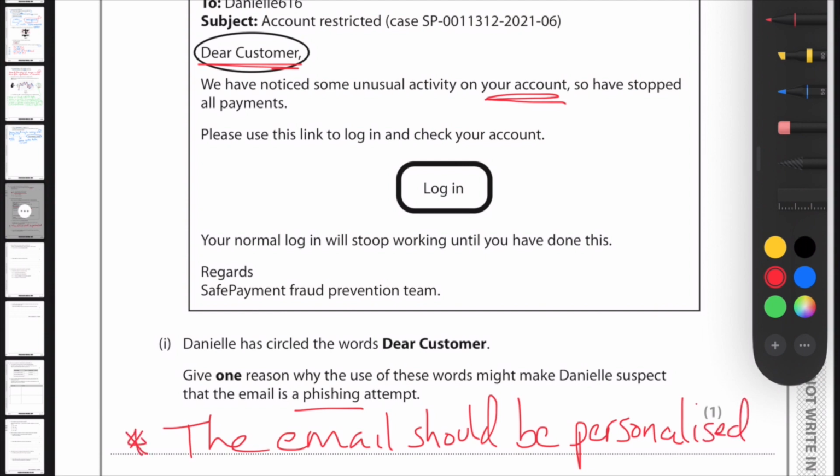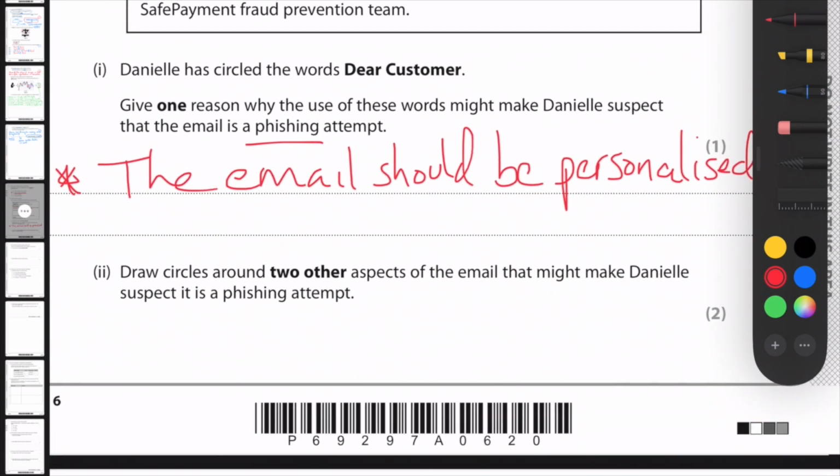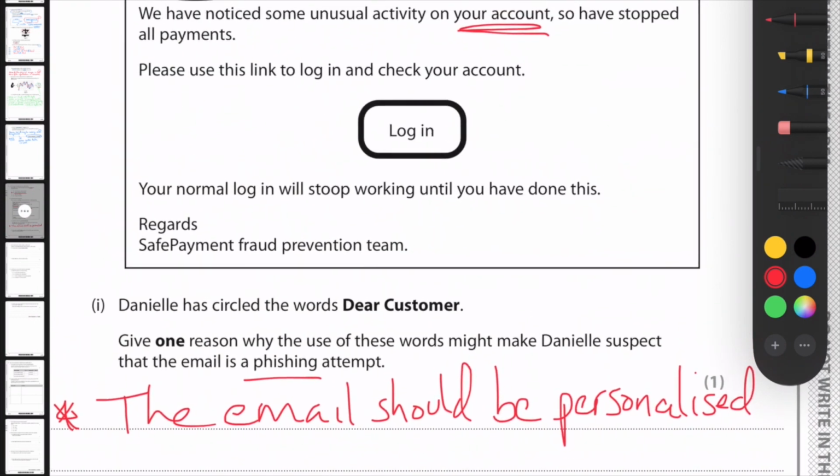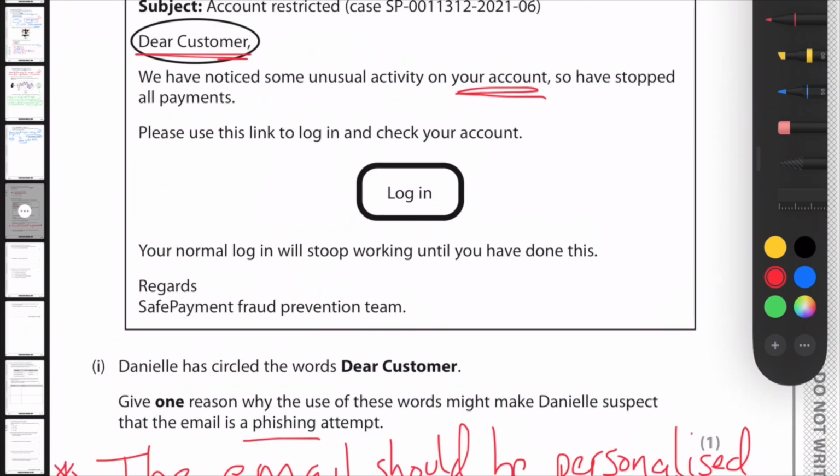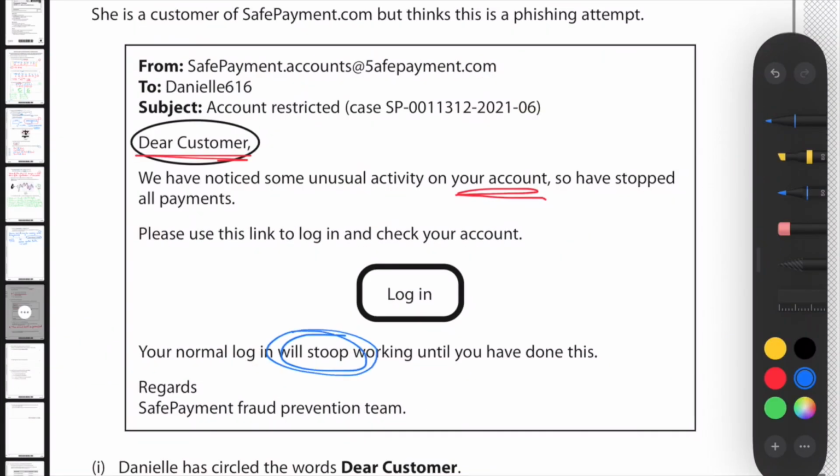The email should be personalized. That would be the answer for that, i.e. using Daniela's full name. And then the next question, draw circles around 2 other aspects of the email that might make Daniela suspect it is a phishing attempt. And this is worth 2 marks. So I think we found one before when I read it out. I would say that there's a spelling mistake there, stoop.